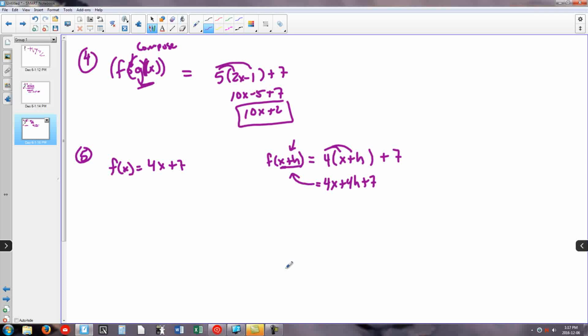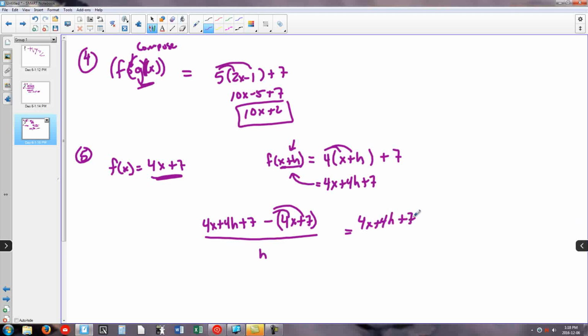So the formula says to take f of x plus h, 4x plus 4h plus 7, and subtract the original equation. Well, the original equation over here is 4x plus 7, and you have to use parentheses to distribute the negative. And all that's supposed to be divided by h. If we distribute, we're going to get 4x plus 4h plus 7 minus 4x minus 7 all over h.